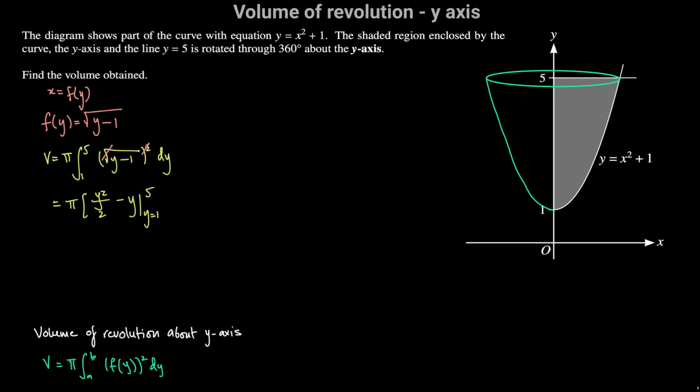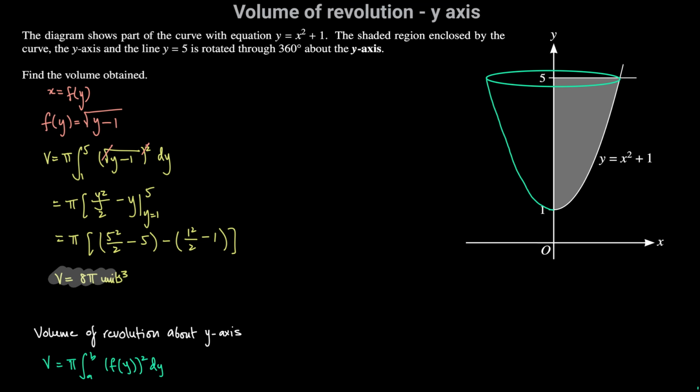So when we substitute the upper limit over here, we can say that V is equal to pi times what we get for the upper limit. So that'll be 5 squared divided by 2, that's y squared over 2, minus y, so that'll be minus 5. And we're going to subtract what we get for the lower limit. So that'll be 1 squared divided by 2 minus 1. And if we evaluate this exact volume here, we get V equal to 8 pi units cubed.